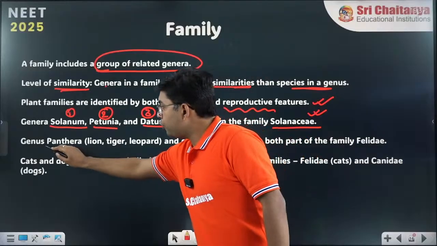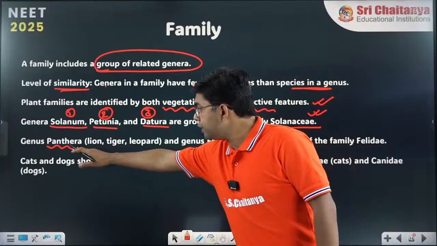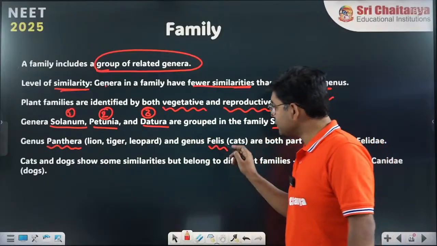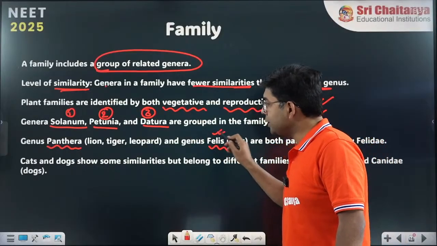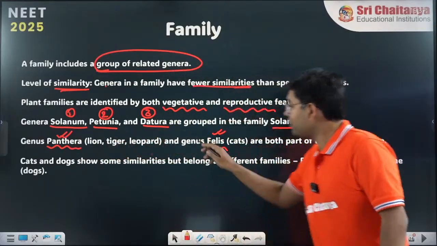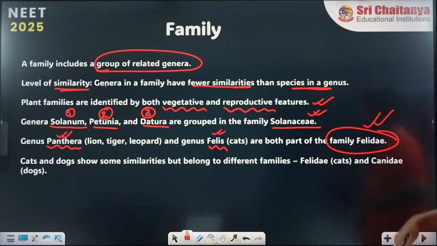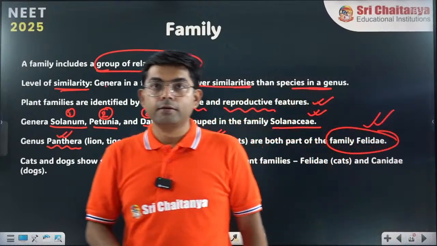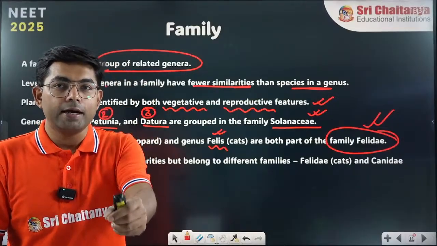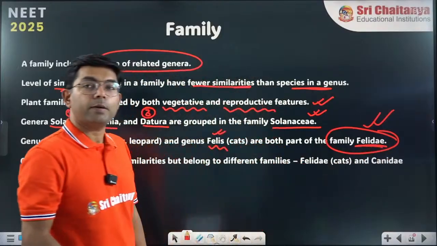Further, before that we have seen Panthera. Panthera is a genus, but along with this genus, Felis, which was the genus of cat, we have seen that cat is in a different genus and lion, tiger and leopard are in a different genus, but both are part of the same family, that is the Felidae family, right? So lion, tiger, leopard and cat all belong to the same family, and the name of the family is Felidae.